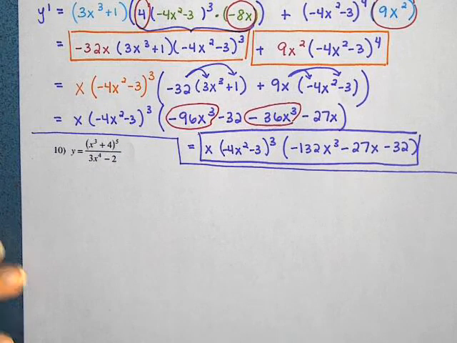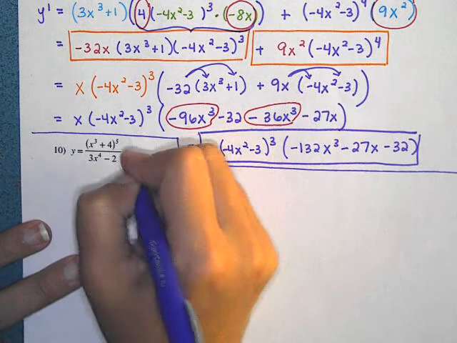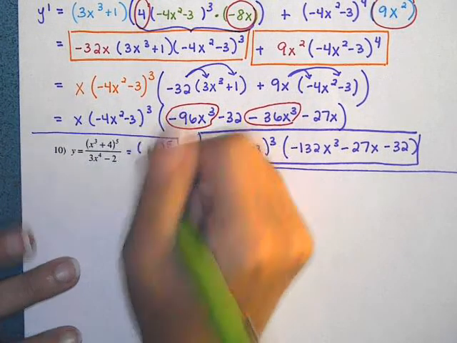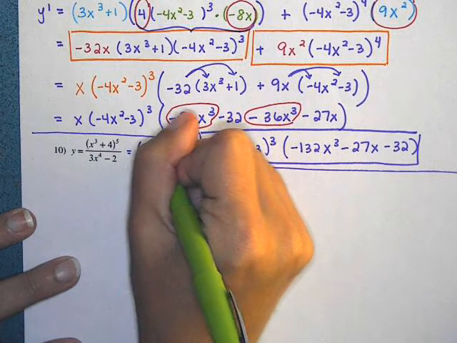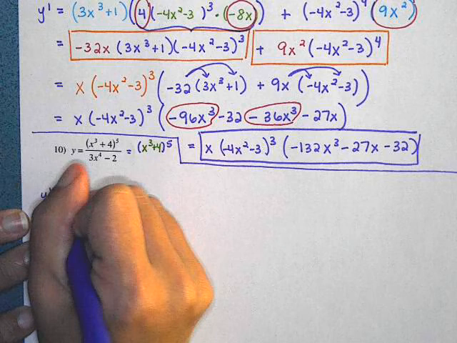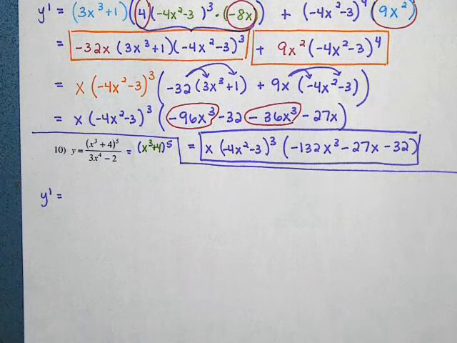Number 10, you can see, is a fraction. So we're going to need to use quotient rule. And if you look carefully, the top part of this quotient has layers. X cubed plus 4 is inside of a fifth power function. So when we use our quotient rule, we're going to have chain rule built in there also.